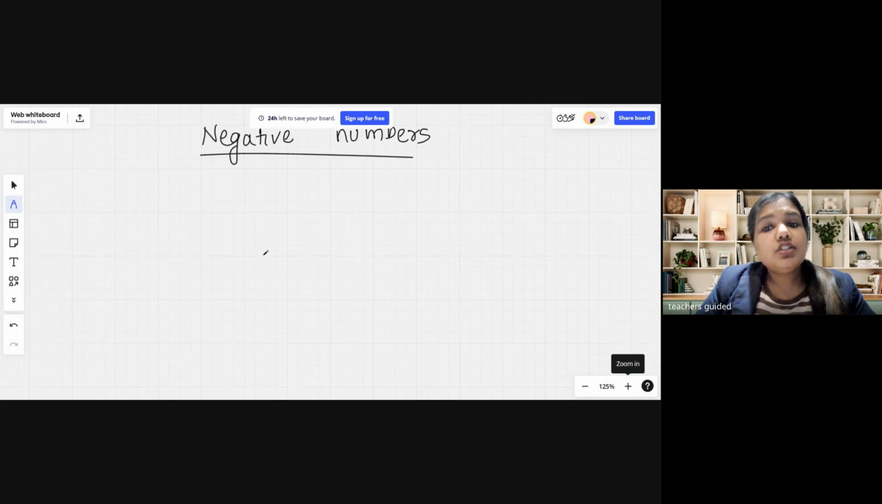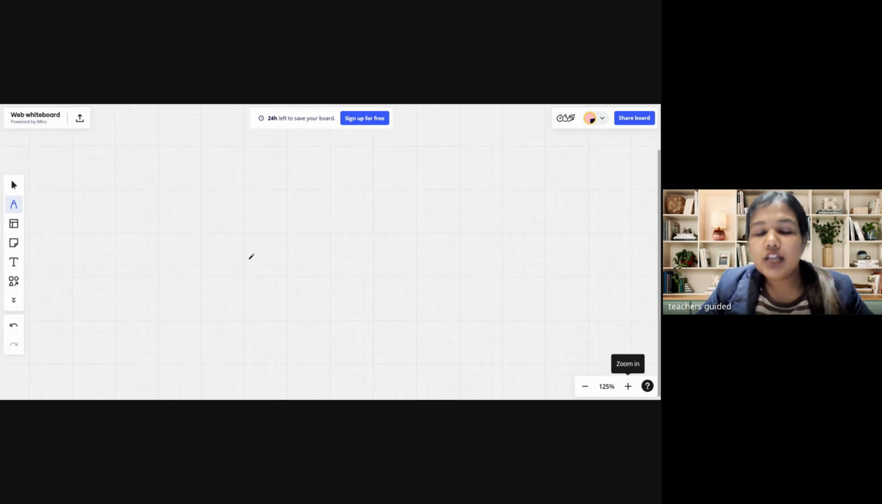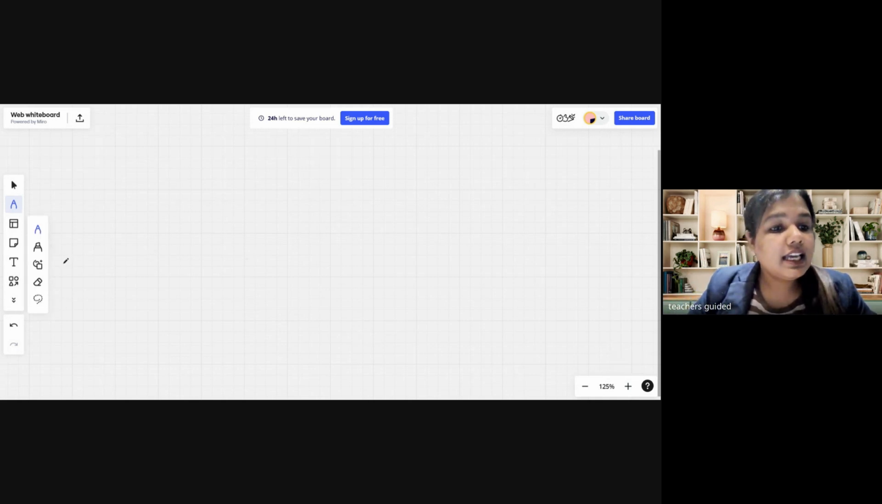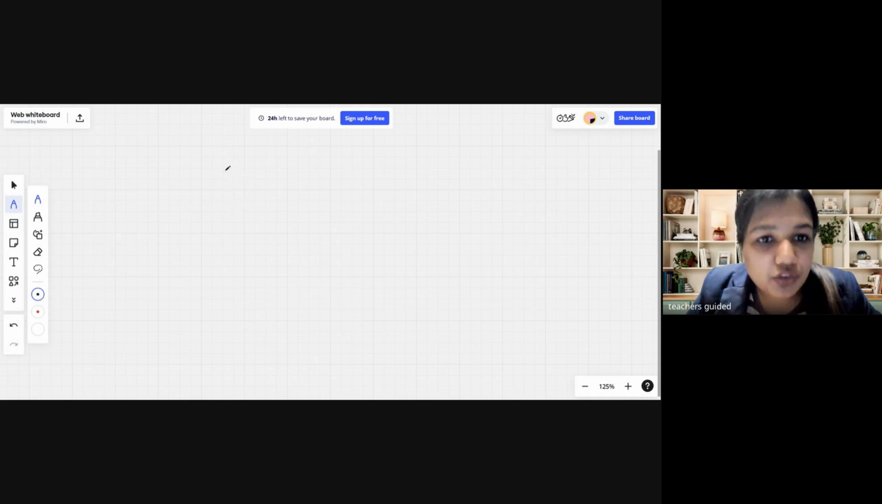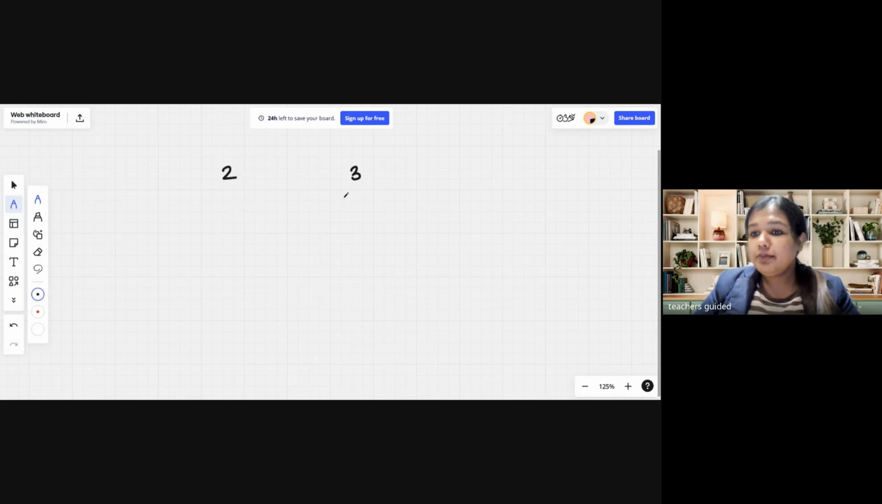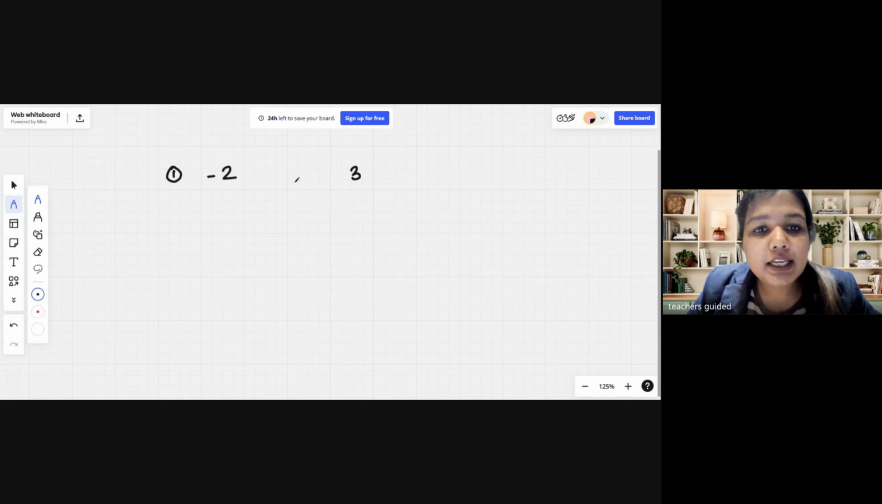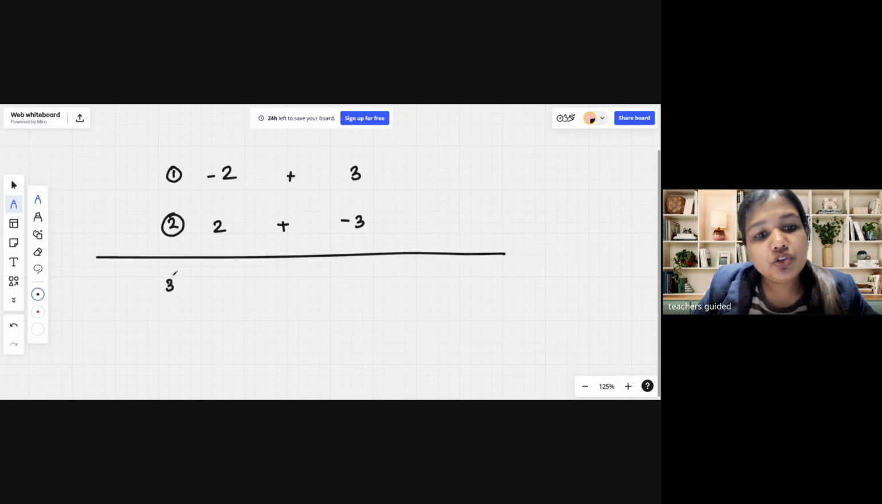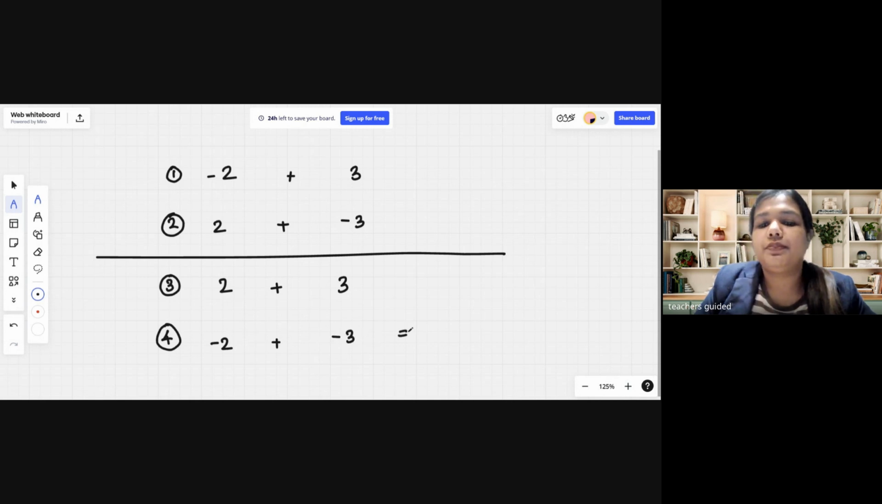To start with, I'm going to show you a little trick which would work with most cases of negative numbers. Let's take two numbers, maybe 2 and 3. I am going to write 4 different questions here. Question number 1, minus 2 plus 3. Question number 2, 2 plus minus 3. Question number 3 is 2 plus 3. And question number 4 is minus 2 plus minus 3. So let's see how this all works.